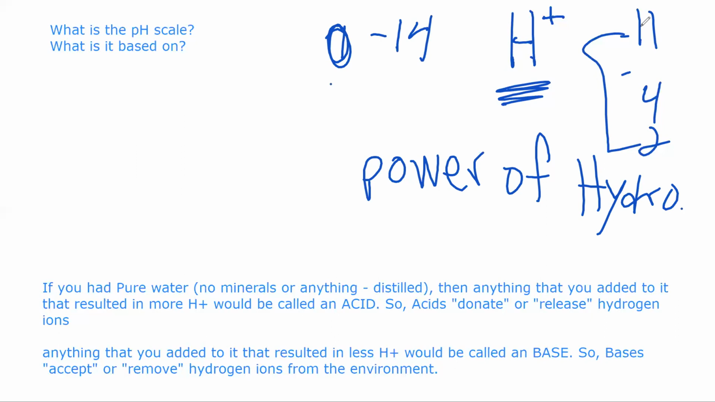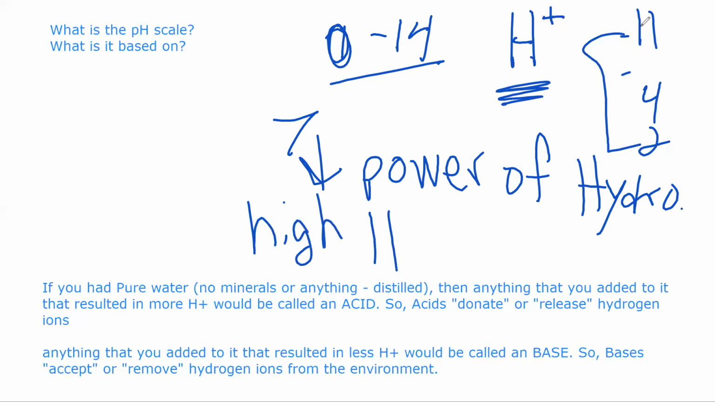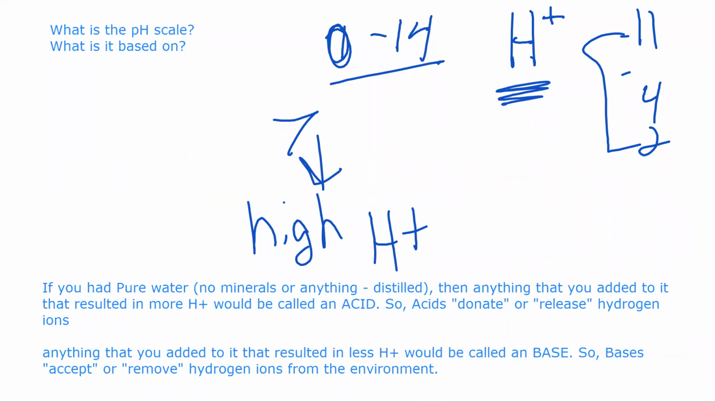It's a scale of 0 to 14 where 7 and below is considered a high amount of protons. I'm going to erase a part of this here real quick. Power of hydrogen. And then above 7, that is up to 14, would be a low number of hydrogen ions.